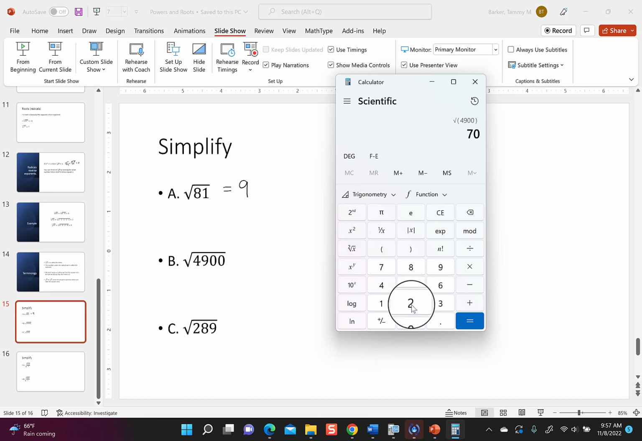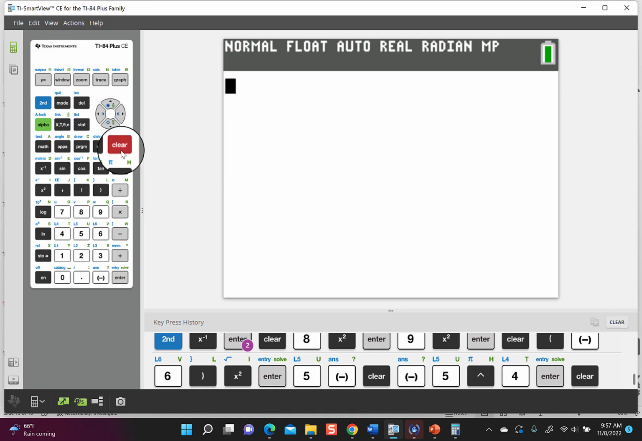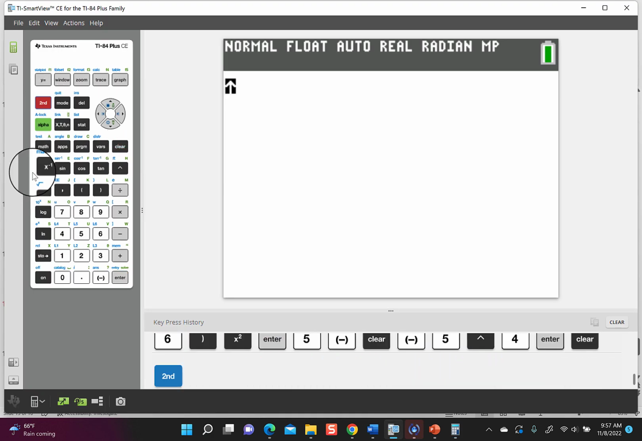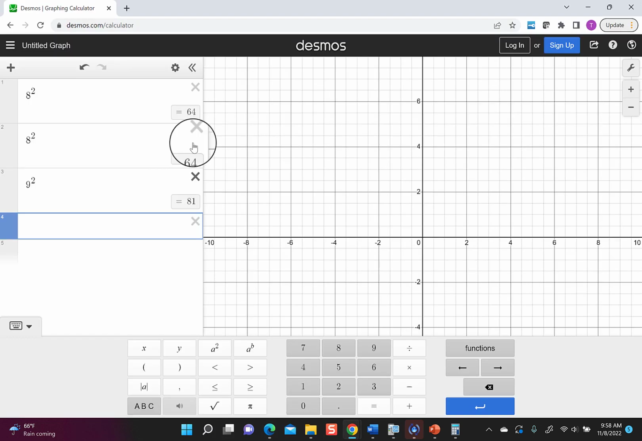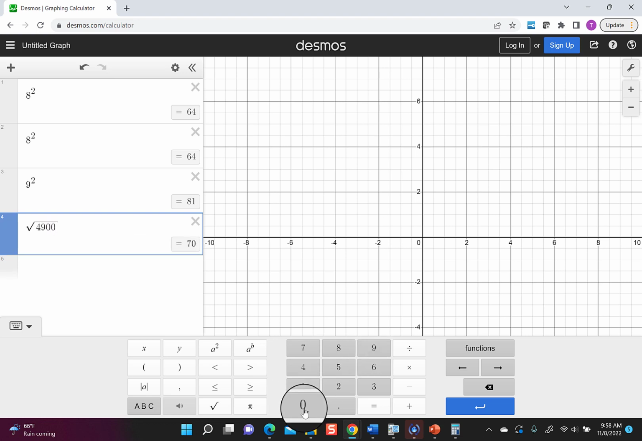Let's compare that to a TI-84. Same kind of thing, but in this one, I first put in the square root, so it is up here over the x squared. I hit the square root, I put 4,900. When you hit enter, it says 70. Let's make sure we hit them all, so let's try Desmos also. Here you can see the menu opened, I hit the square root, I put in 4,900. So what's important is that you know for your calculator, do you first put in the number or do you first put in the radical?